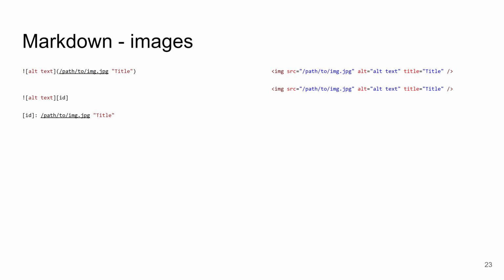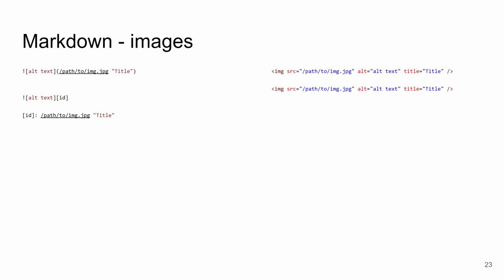Now, images are very similar to links. You can use images in Markdown with the exclamation mark before the square brackets. Now, the square brackets will contain the alternate text to the image, which gets shown whenever the image fails to load, for instance, or is missing. Then the URL of the resource with the image, the file, and the title of the image, again displayed when you hover over the image.